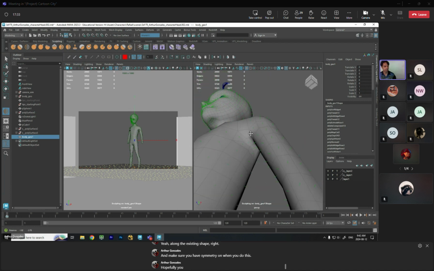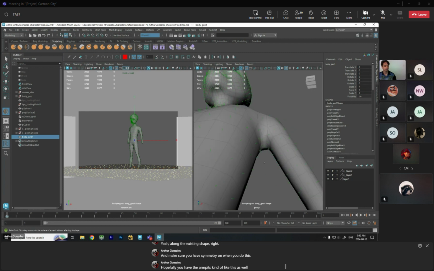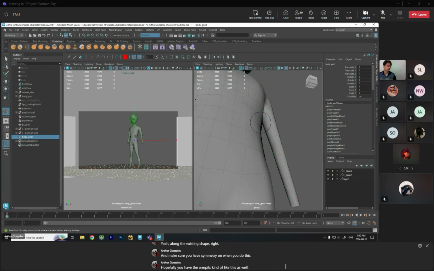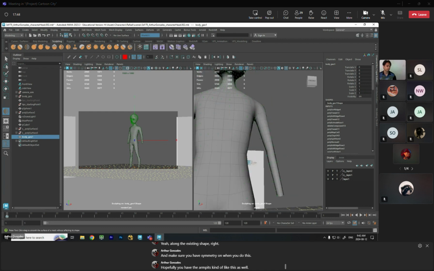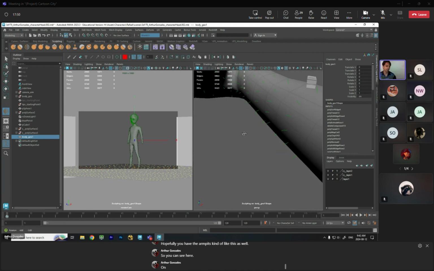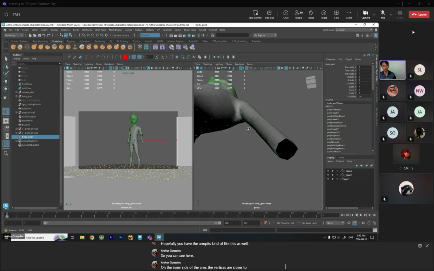Hopefully you have the armpits kind of like this as well. Okay, so you can see here on the inner side of the arm, the vertices are closer together compared to over here.